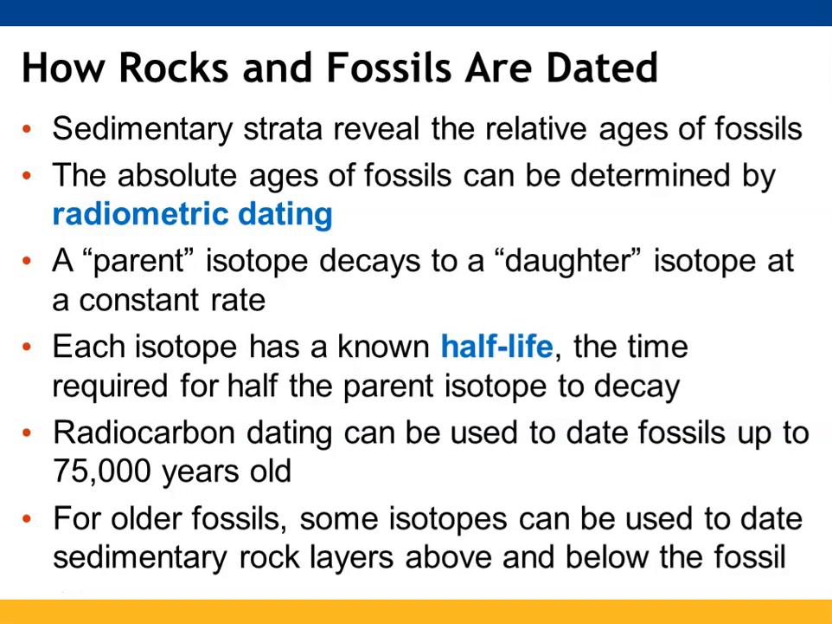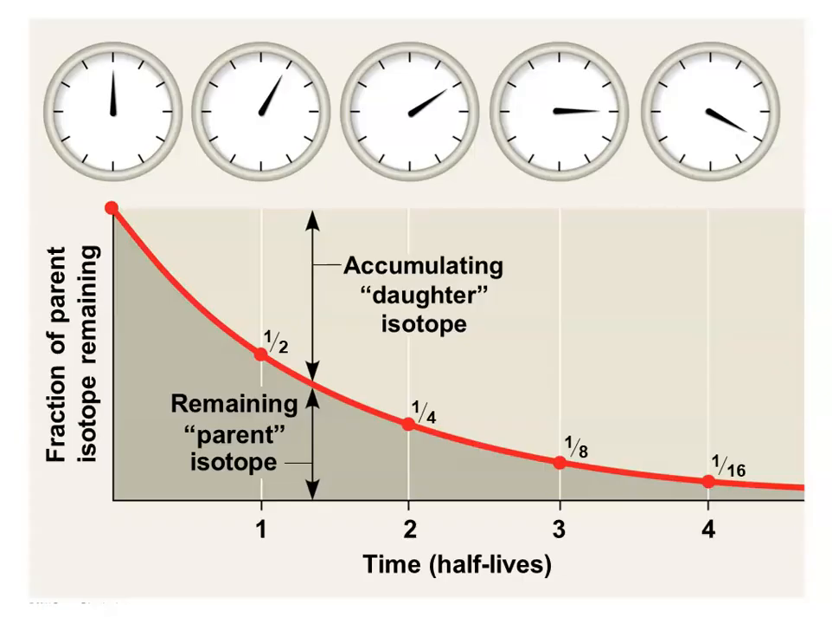We can date fossils using carbon up to 75,000 years old. For older fossils, there are some isotopes that can be used to date rock layers both above and below the fossil. So there you can see your half-life graph. Again, every half-life you have reduced the amount of the original isotope by 1/2.